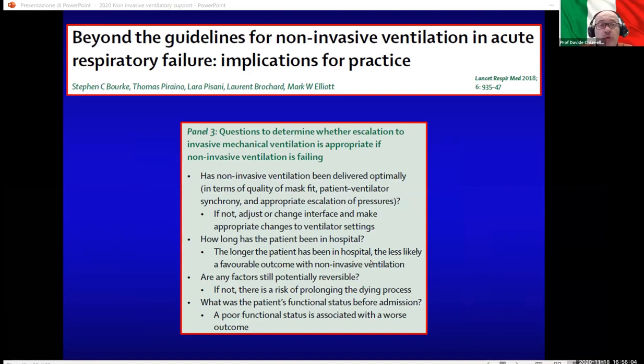So what we have to look at and what we have to ask when non-invasive ventilation fails. We have to look at the quality of the mask. We have to look at the patient-ventilator synchrony. We have to change the PEEP and the level of pressure support. And remember, the longer the patient has been in the hospital, so the longer the patient is treated with non-invasive ventilation, unfortunately, the patient could have a worse outcome compared to a patient who failed in the early phase. And also we have to look at the possible presence of potentially reversible causes.